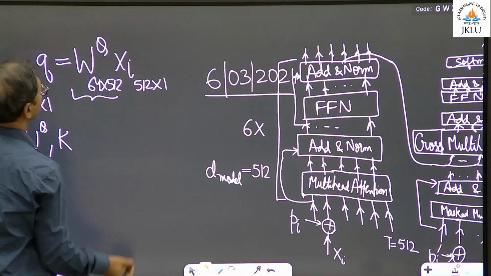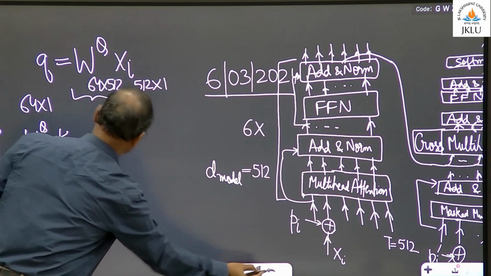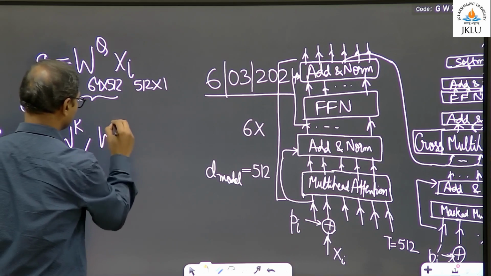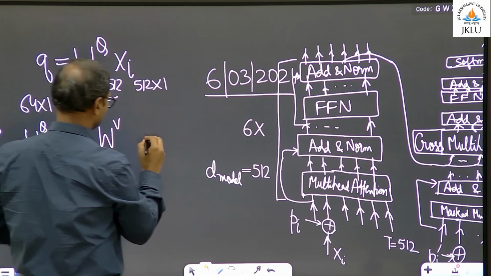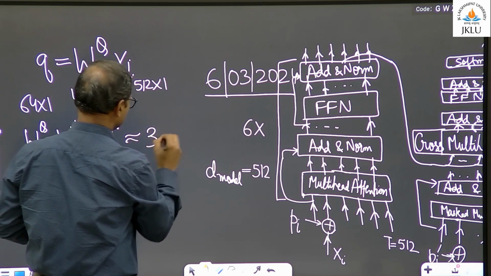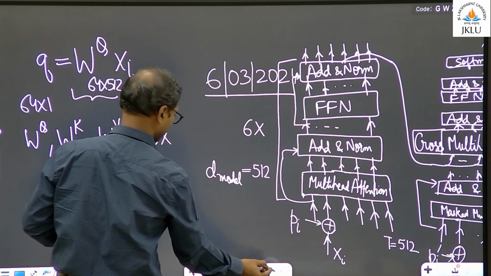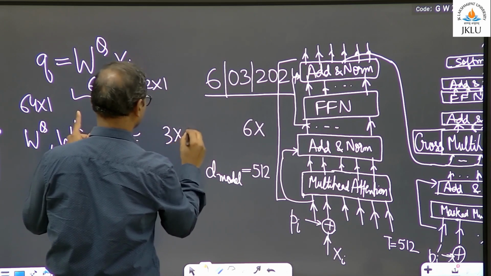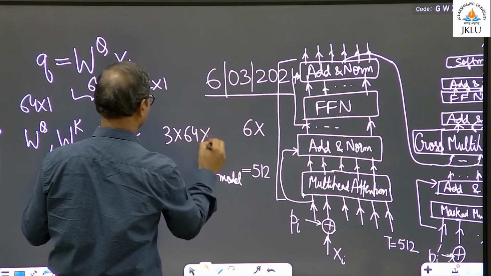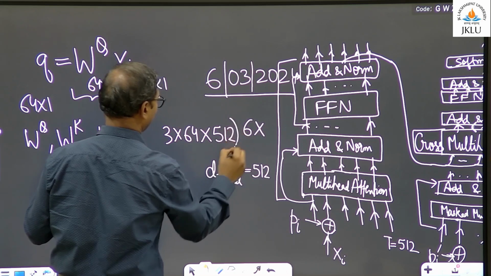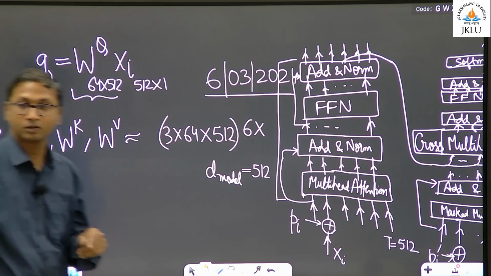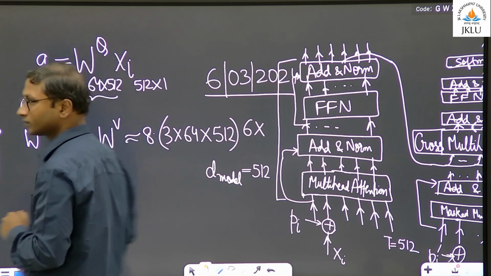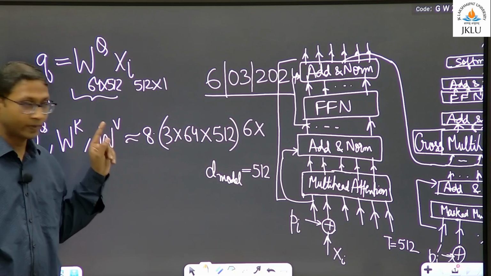WQ, WK, WV, they are all 64 cross 512, so this is basically 3 cross 64 cross 512, and this is for one head. You have how many heads? 8. Make sense? Or am I missing something?